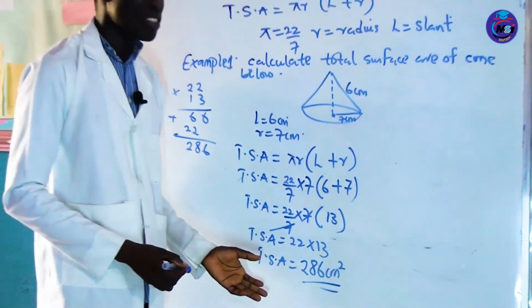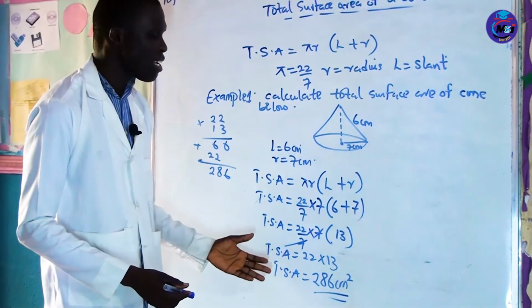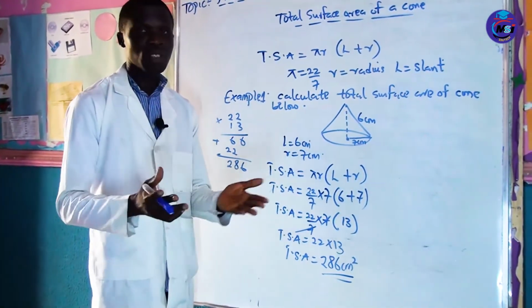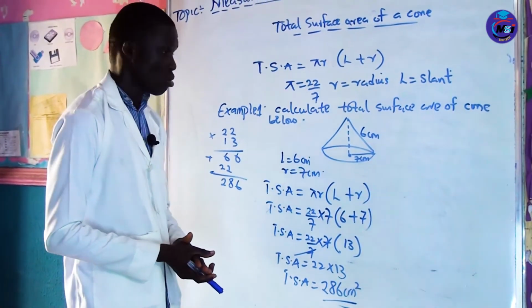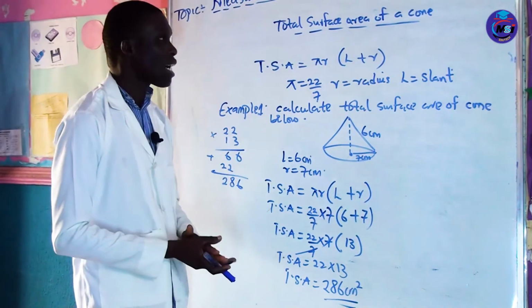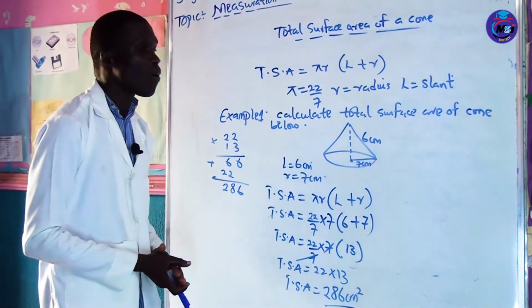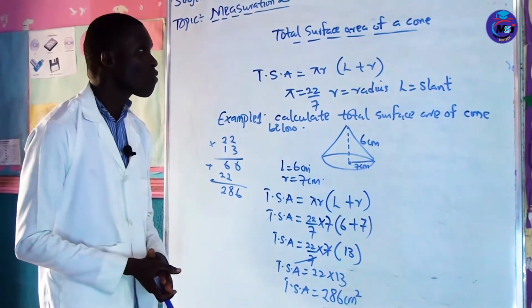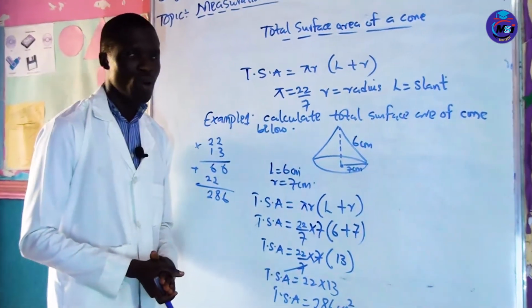So I believe you understand this, and you can apply this formula to find total surface area of a cone. You can even set questions by yourself in order for you to know that you can solve it. Okay, now let's look at curved surface area of a cone. That is the next thing to look at now.